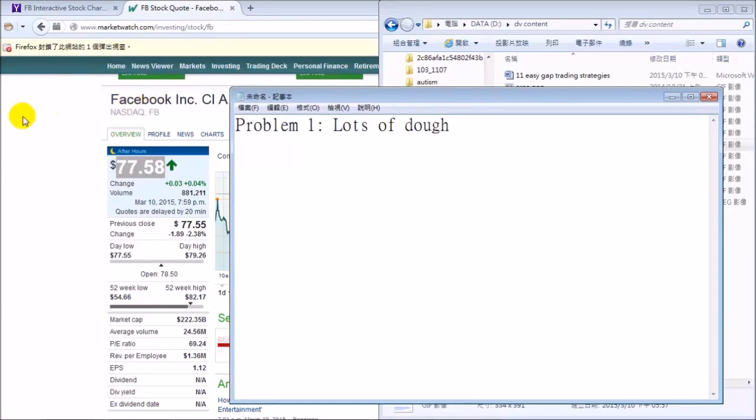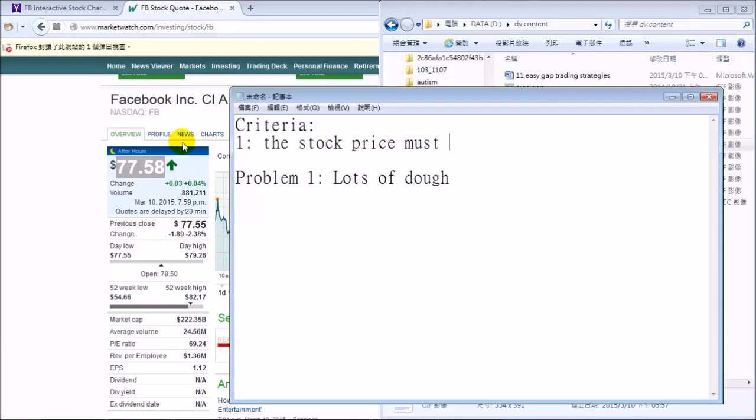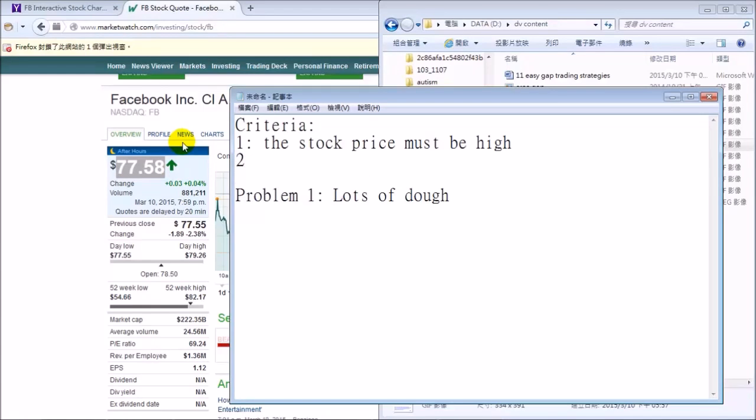Because, let me give you 2 more criteria. Criterion 1: the stock price must be high. You can't play on a penny stock. It's not going to make you all that much money. Criterion 2 is you need to play on a stock that's more or less stable.